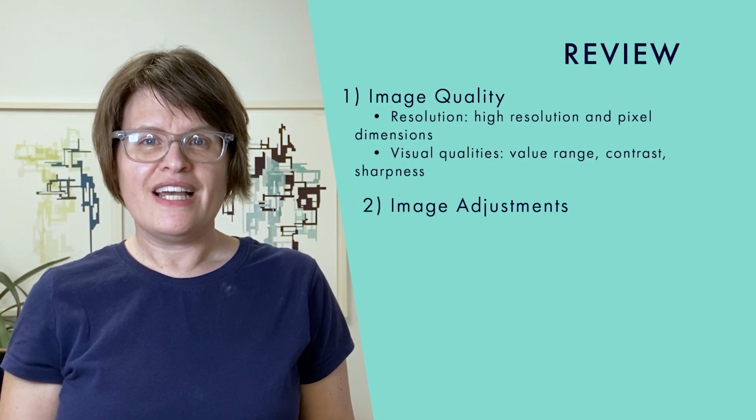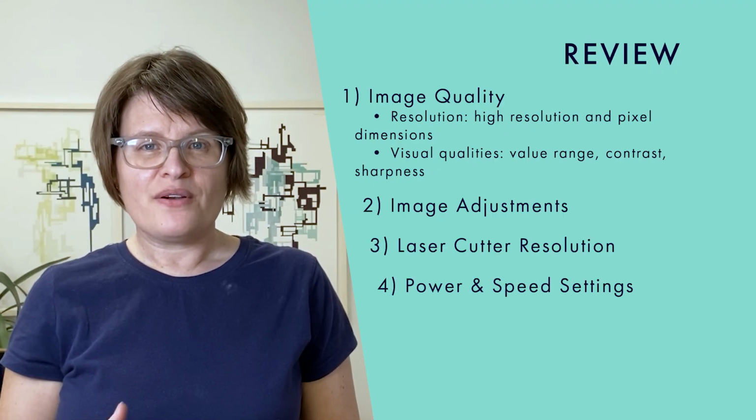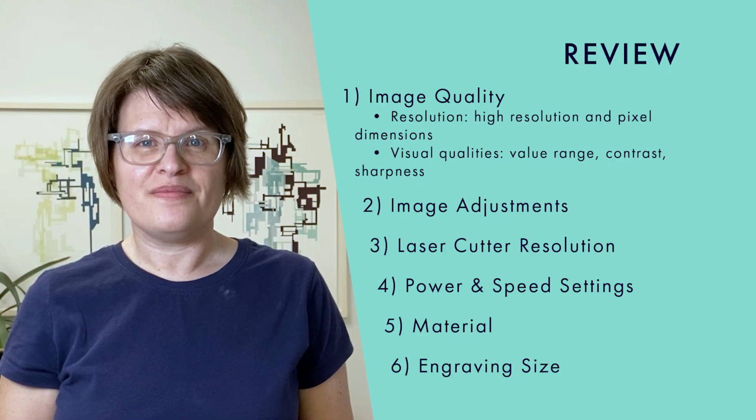In review, there are 6 variables in photo engraving: the image quality, adjustments to the file, laser cutting resolution, the power and speed settings, the material, and the size of the final image. It's a lot to juggle, but you'll get your head around it. In additional videos in this module, we'll go into more detail, including how to do step tests to figure out the settings for your machine.